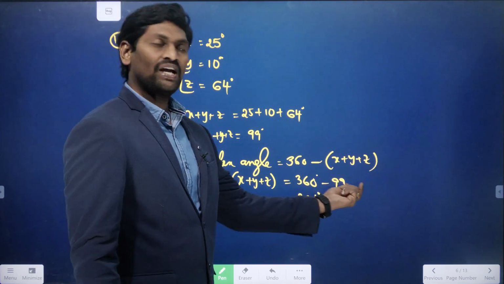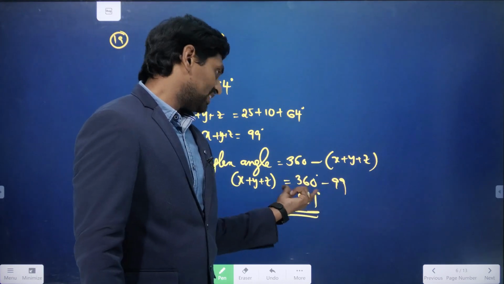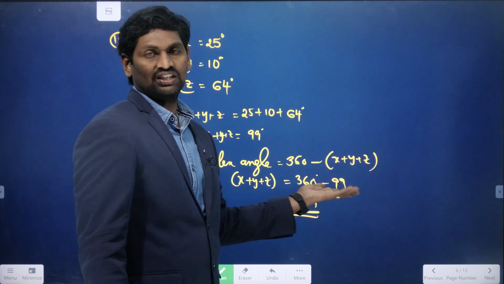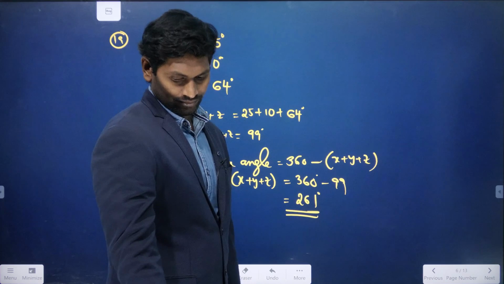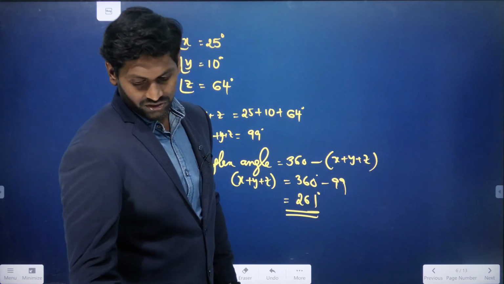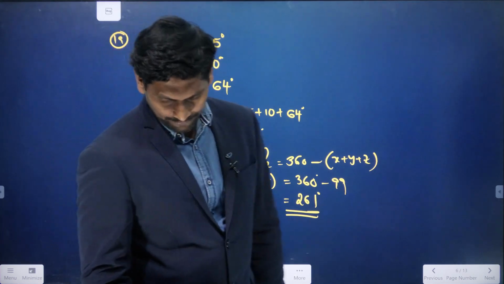Our required angle is 261. Because 360 minus 100 is 260, and that one we are adding here. 100 we subtract 1, so 261. So this is our required answer. So let us go to problem number 20.